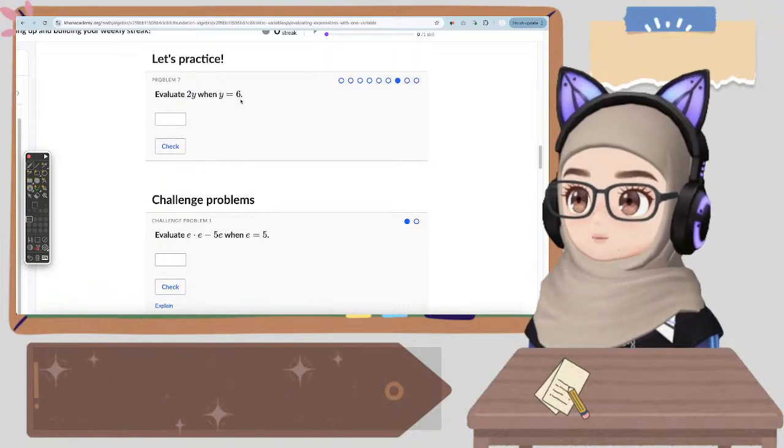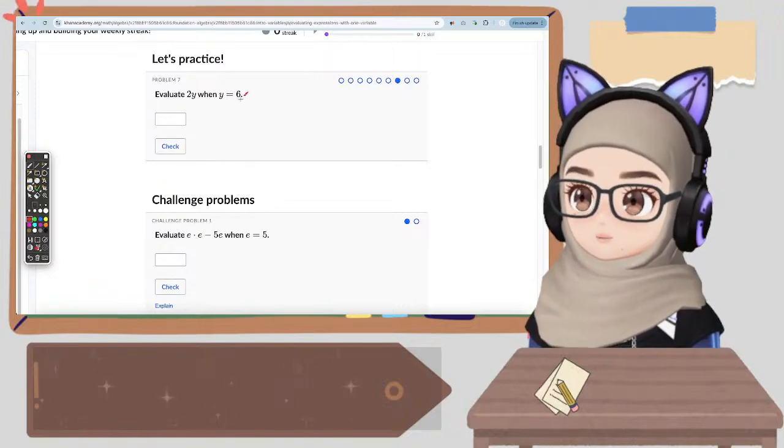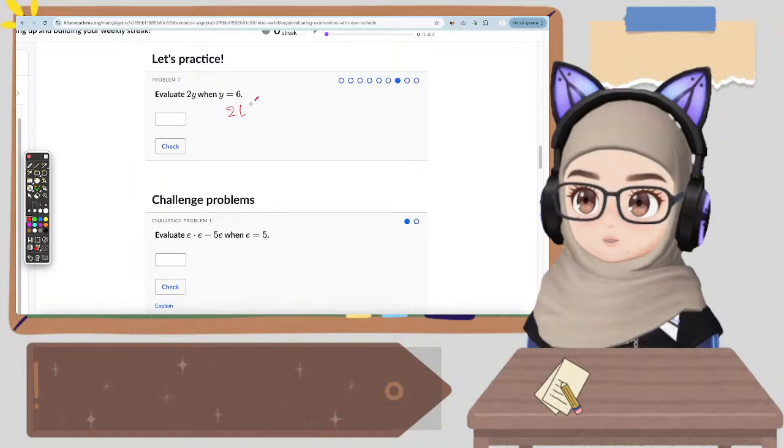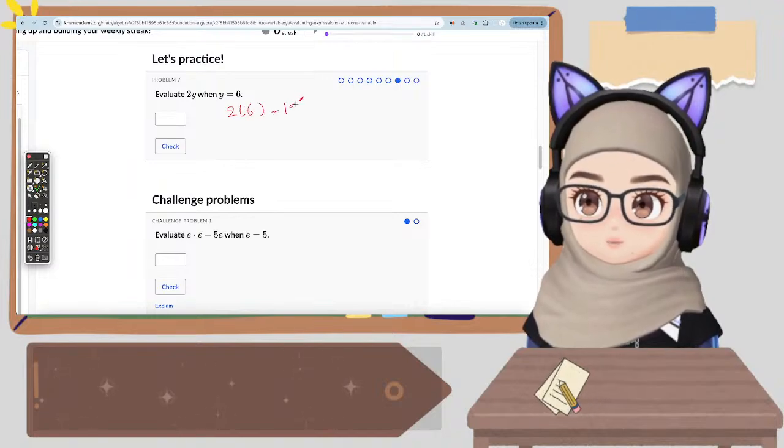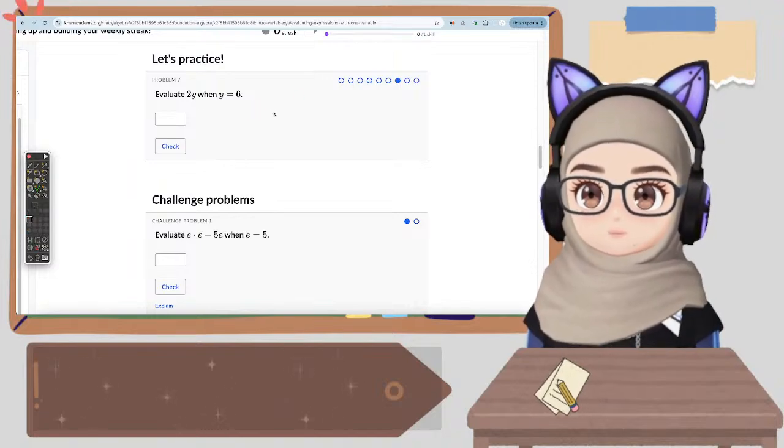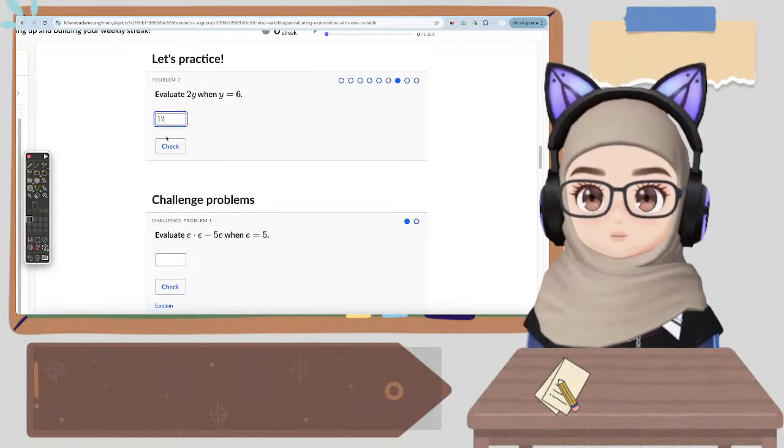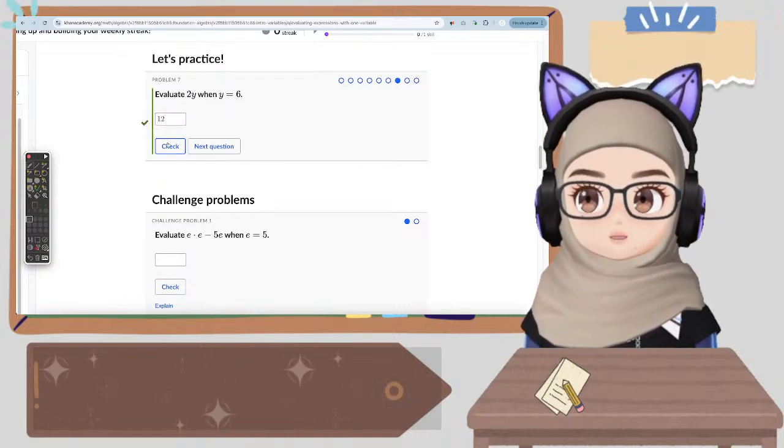When y is 6, that means it looks like 2 times 6, which is 12. Yay. 12. And then not final yet.